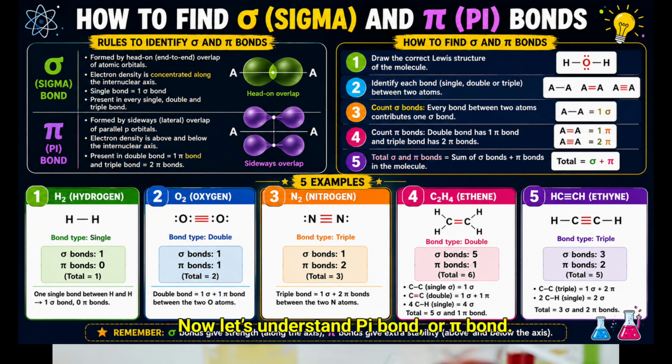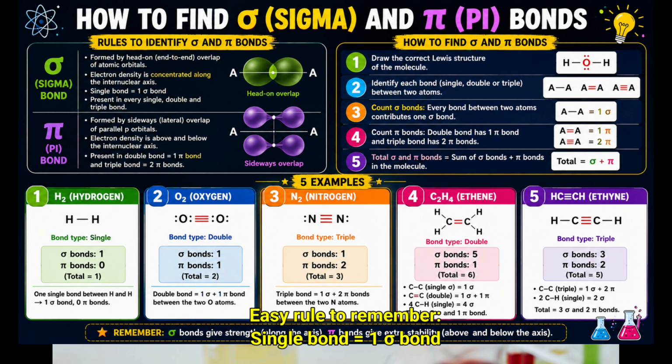Now let us understand the pi bond, or π bond. A pi bond is formed by sideways overlap of p orbitals. Pi bonds are found only in double and triple bonds. Easy rule to remember: single bond, 1 sigma bond; double bond, 1 sigma plus 1 pi bond; triple bond, 1 sigma plus 2 pi bonds.